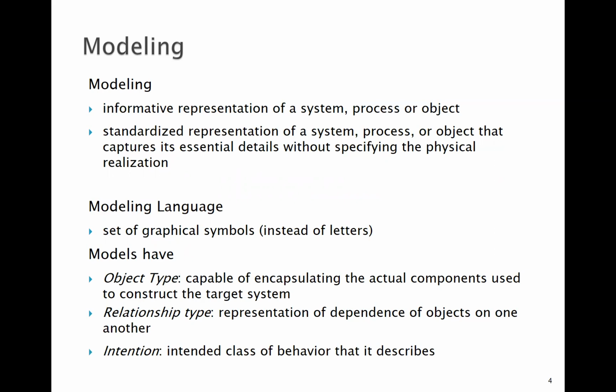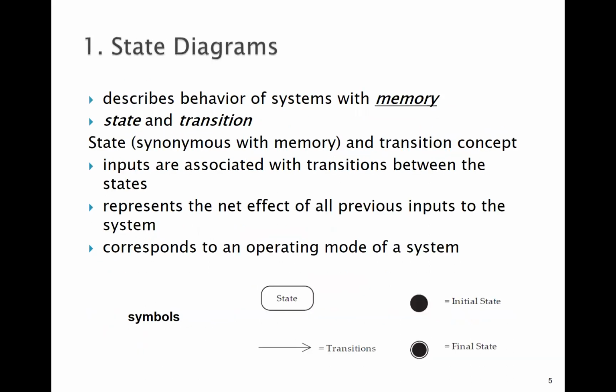Typically, models have object type, relationship type, and intention. Object type is simply encapsulating the actual components that we're going to use to construct the target system. Relationship type is how objects are related to each other. And intention, every object has an intention to describe what it is going to do.